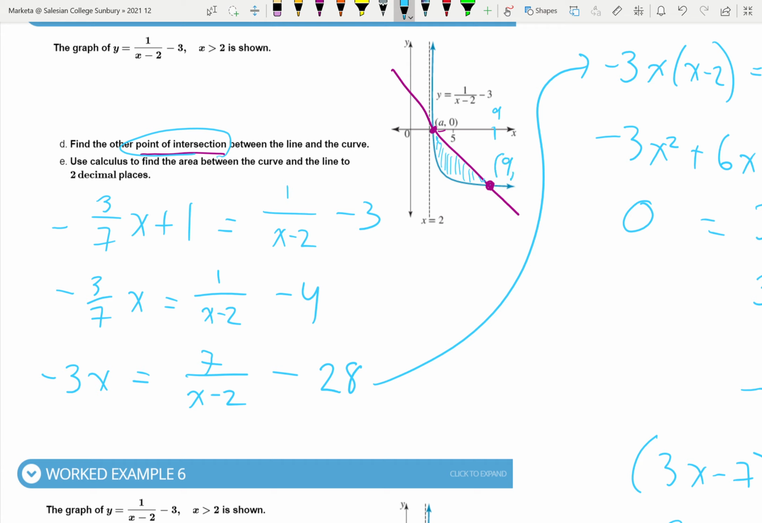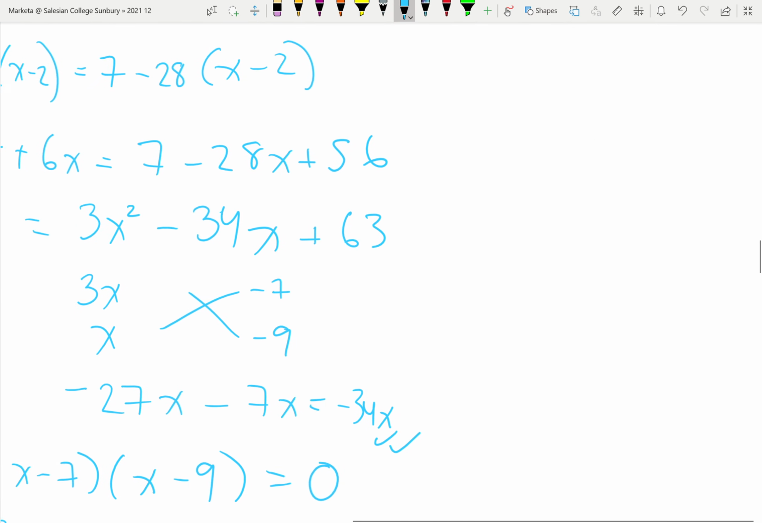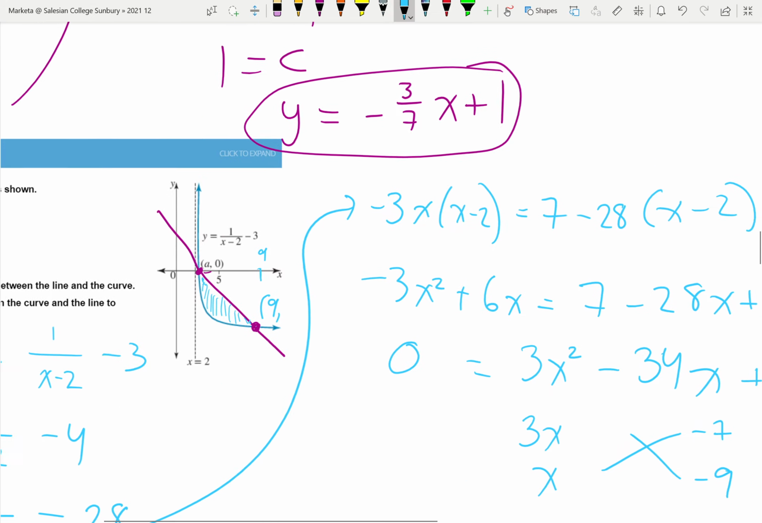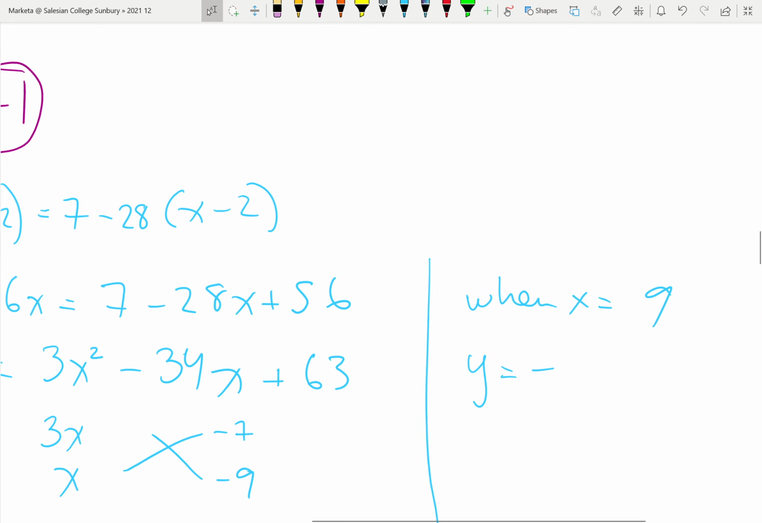So the x value is 9, and then we do actually need to find the y value, even though it doesn't help us for finding the area between the curves. If they didn't ask you to find the point of intersection, then you just would need the x value, and you shouldn't find the y value because it just is a waste of time. So when x equals 9, so what was it, y equals negative 7 on 3, no, better check, negative 3 on 7 x plus 1.